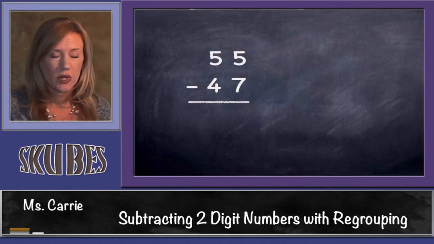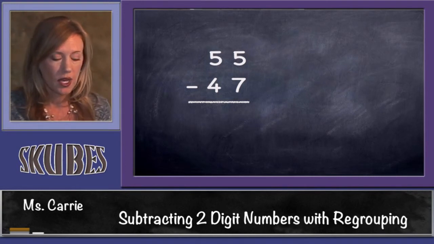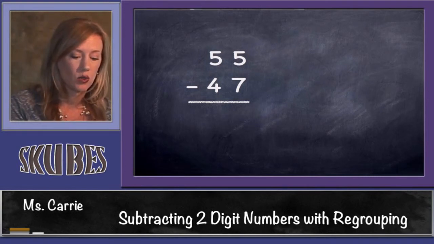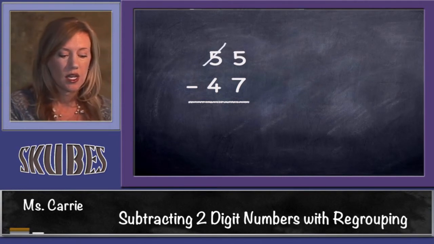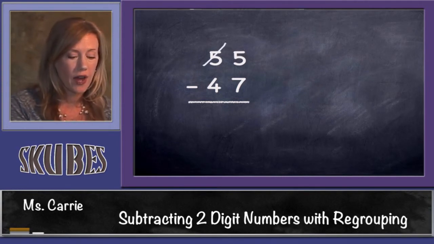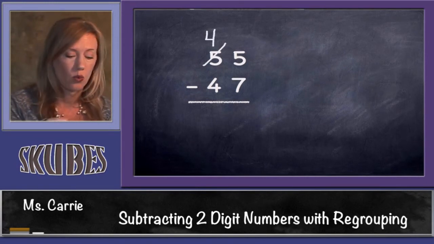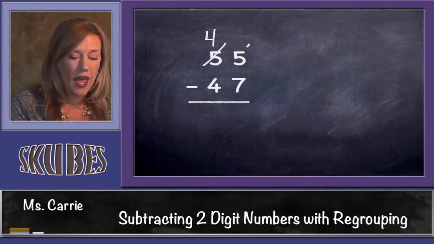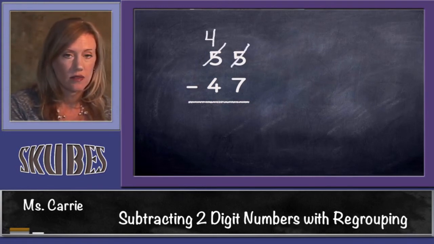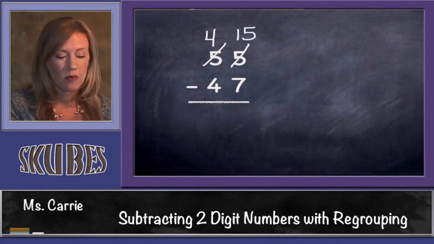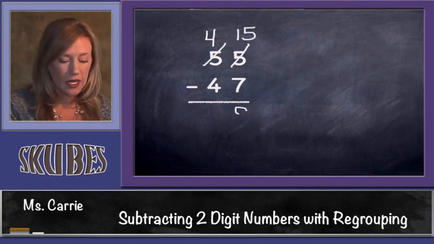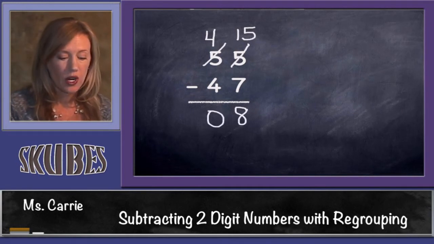5 minus 7. We can't do that. 5 is smaller than 7. So we need to go next door to the tens place and take 10 away. So the 55 becomes 45. Now the 10 that I took, I have to replace in the ones. So I'm going to add that 10 to this 5, and it becomes 15. Well, 15 minus 7 is 8, and 4 minus 4 is 0. So our answer is 8.